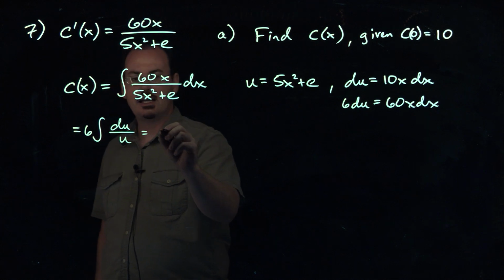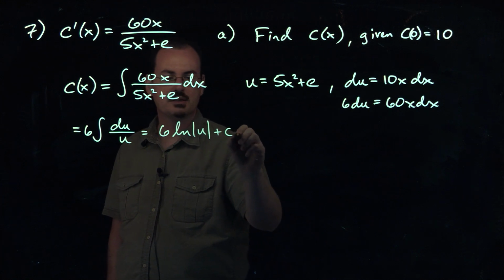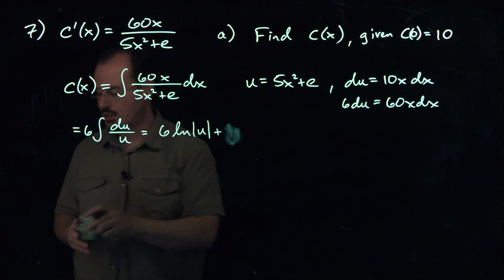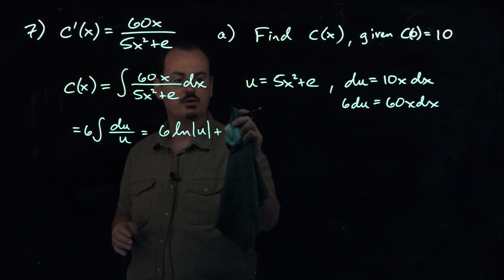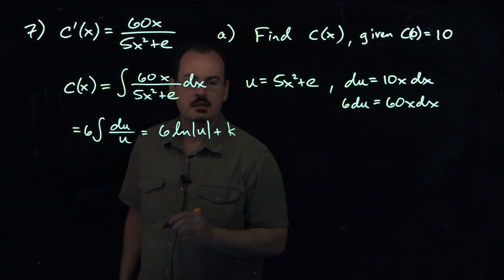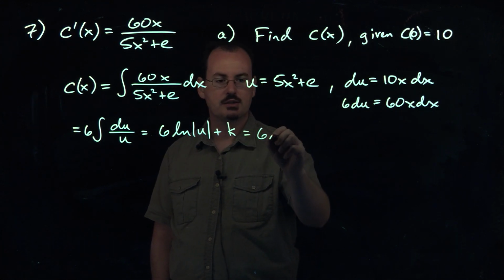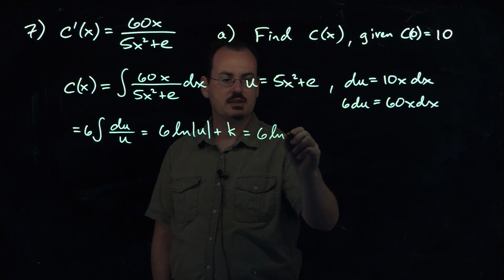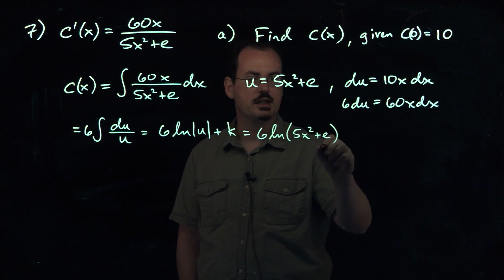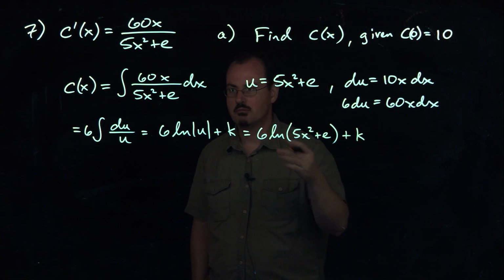Okay. So that antiderivative is 6 natural log of absolute value of u plus some constant. Oh, in fact, actually, I'm not going to use c for this constant. I'm going to use a different letter since we're already using c for our cost function. I don't want to get these confused, so rather than c, I'm going to put k for my constant. Okay, so let's replace the u with what it was. So this is 6 natural log 5x squared plus e. That can't ever be negative, so we can just ditch the absolute value sign there, plus the constant k. This is the constant of integration that we get for any antiderivative.